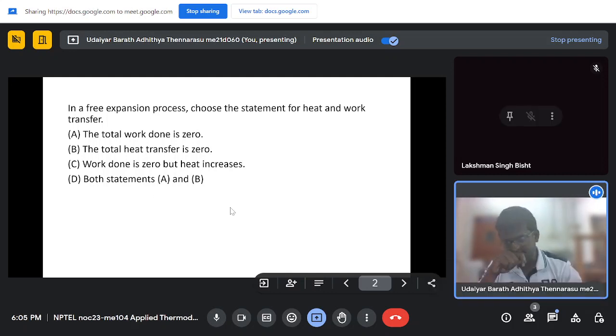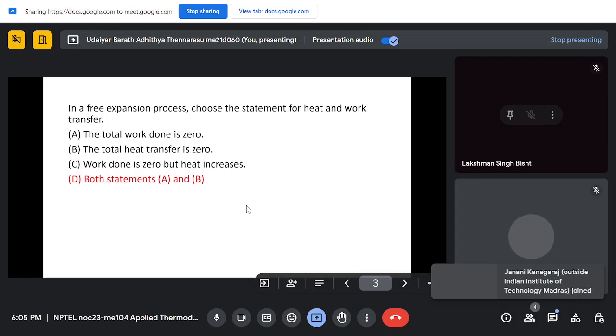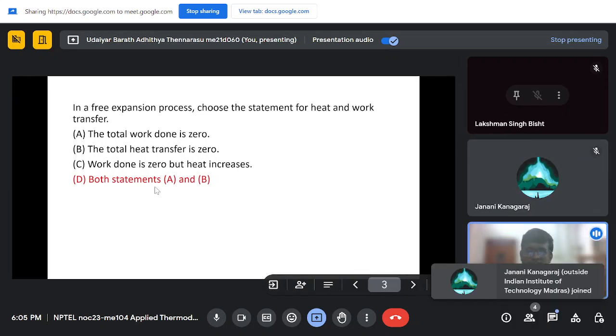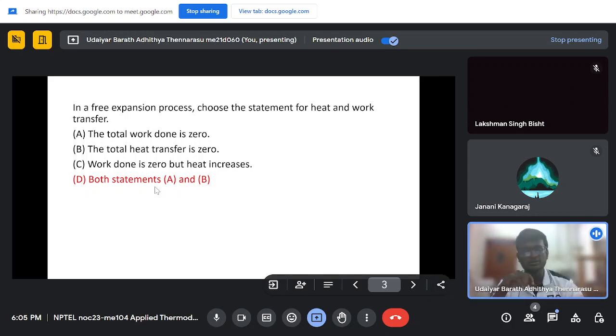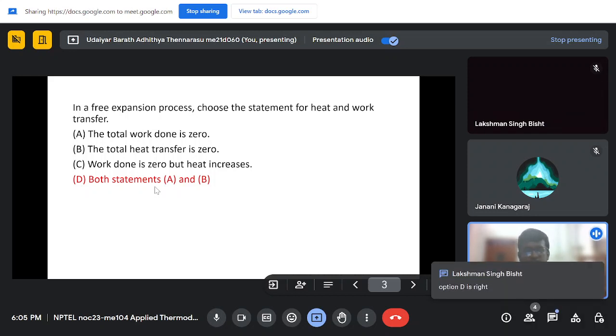In this case, the answer is option D, both statements A and B, because there is no restriction happening. The free expansion is not doing any work, so the work done is 0. And there is no heat transfer happening because the internal energy of the gas will remain the same. Since work done is also 0, the heat transfer taking place will also be 0. So the answer is option D.